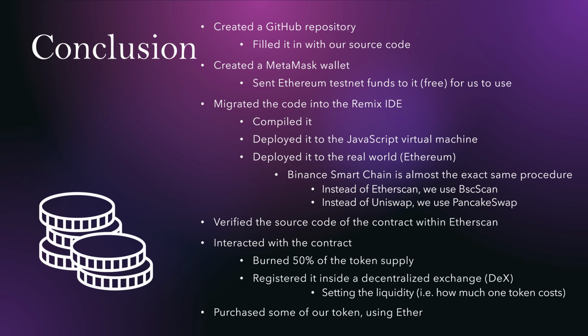It's also worth noting Binance has the exact same procedure, only instead of Etherscan, we're going to use BSC-scan, and instead of Uniswap, we're going to use PancakeSwap. And then we verified the source code of the contract within Etherscan. BSC scan has a very similar way to do this. And then we interacted with the contract by burning 50% of the token supply. Then we registered it inside the decentralized exchange, Uniswap, and then we set the liquidity of how much one token costs. And then finally, we purchased some using Ether.